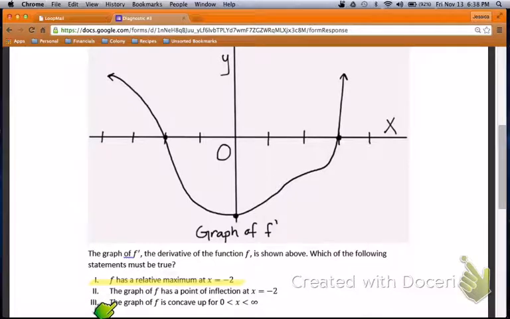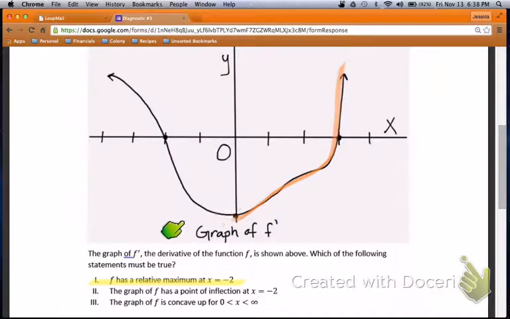And last but not least, the third one: the graph of f is concave up for 0 less than x less than infinity. If I can highlight that on the graph, they're telling us that it's concave up when x is greater than 0, essentially. So from here to here, they're telling us it's concave up. Is that part true?